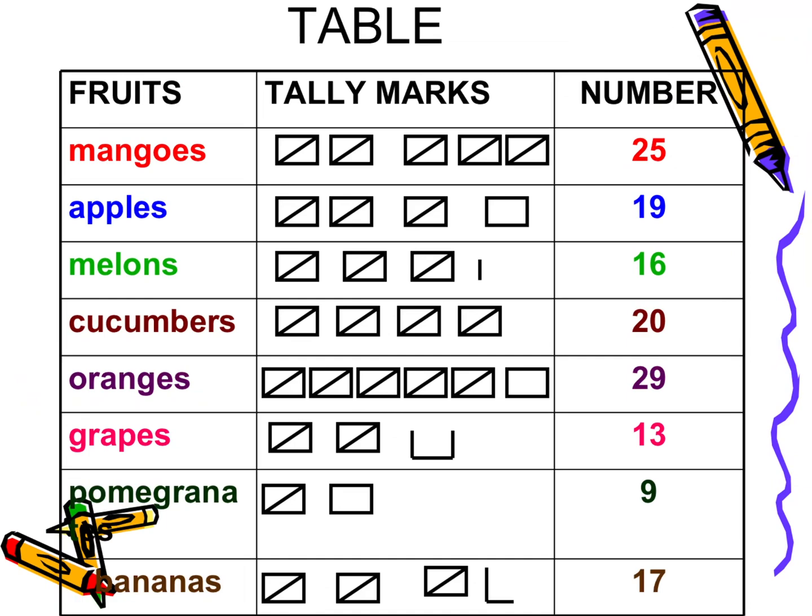Now the next fruit, apple. Now children count it. How many 5s are here? 3. So 5 3s are 15. And another square box, it means 4. So 15 plus 4 is 19. So she wrote again 19. So 19 friends of Minnie like apples.